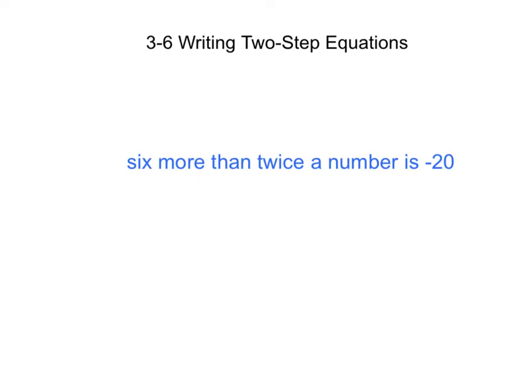All right, tonight's lesson is called Writing Two-Step Equations. So what we're going to do is translate this sentence, 6 more than twice a number is negative 20, into numbers and an equal sign. So let's get started. We're going to start with where it says twice a number. Where it says twice a number, that's going to be 2x.